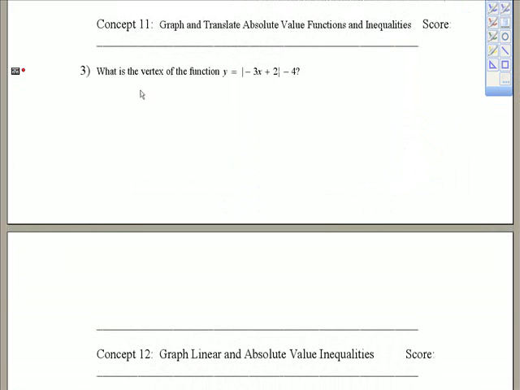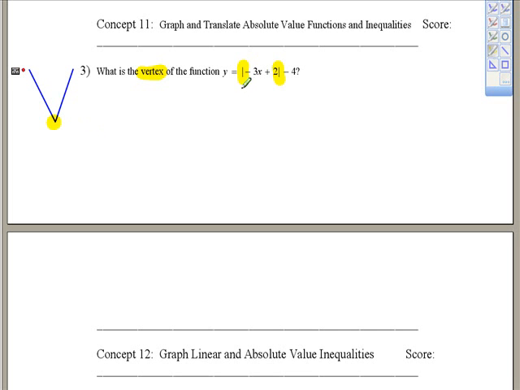What's the vertex of this function? What kind of function is this? Absolute value, right? And when we graph an absolute value function, we expect what kind of a shape? A V shape. So when I'm talking about the vertex, what am I talking about? It's this point right down here at the bottom, right? It's the key point we would use to graph.